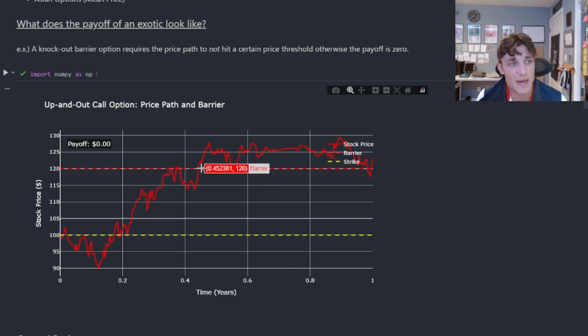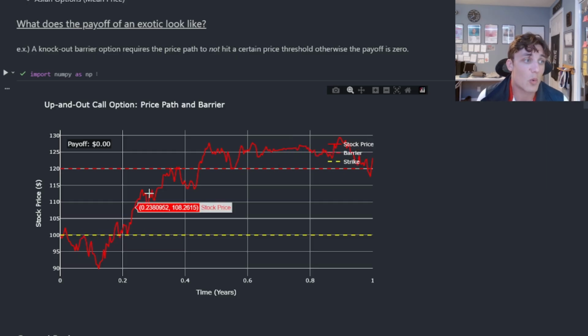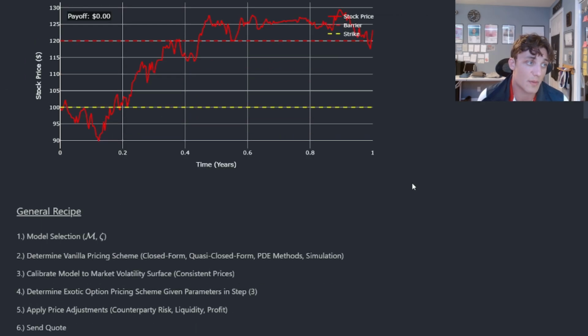Right? Because if it hits the barrier, then it expires worthless regardless. Why don't I just buy a vanilla call? Well, for that extra risk, you're going to get a discount, because you have more risk of it expiring worthless. There's less upside potential for you with this barrier, as made evident here. It hit the barrier and you don't get to collect this payout. So it's going to be cheaper relative to its European counterpart.